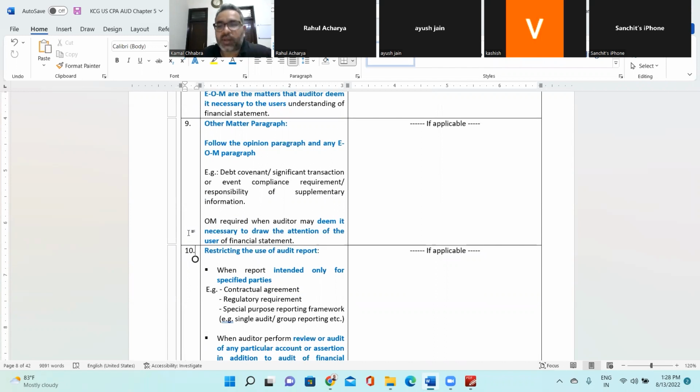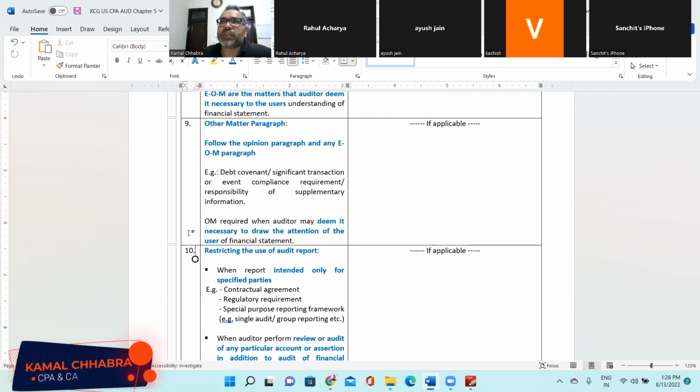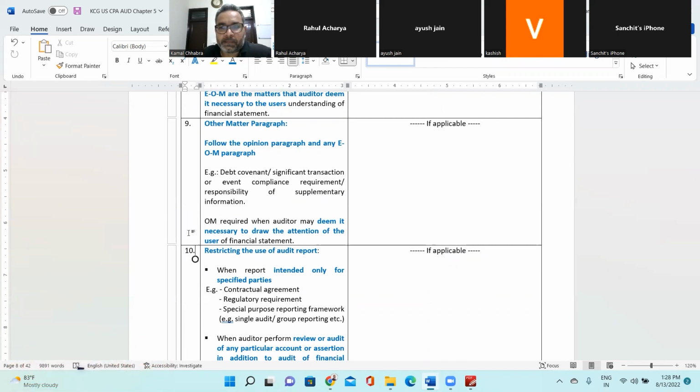Right? Same way, when I was auditing a company called Loyalty Rewards Management, 72% of their revenue was coming from SBI. So in that scenario, we mentioned that more than 70% of revenue is coming from a single customer. Those are informative things. Those are not qualifications. Those are informative things which you as an auditor believe would be good for the user of the financial statement. Make sense?